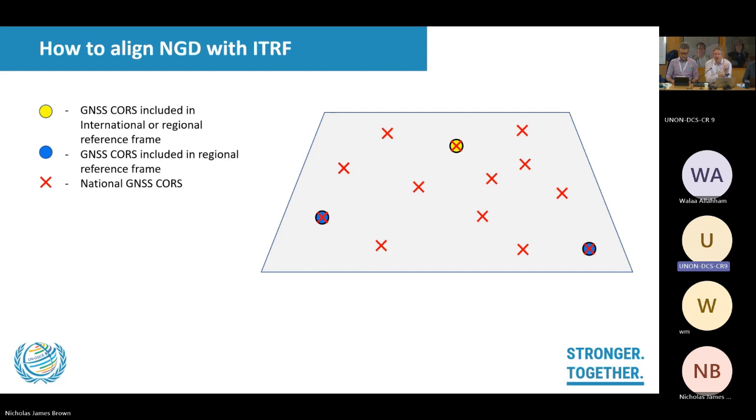So as you can see, you have a lot of data in your countries that will not be used in a regional reference frame, and it's not being used in the International Terrestrial Reference Frame. But by having the information from those three levels in your national adjustment, you can compute the coordinates on all those red crosses and make sure that all those red crosses are aligned with the ITRF, because you're going through and holding information fixed in the adjustment. And I'll explain what that means in a moment.